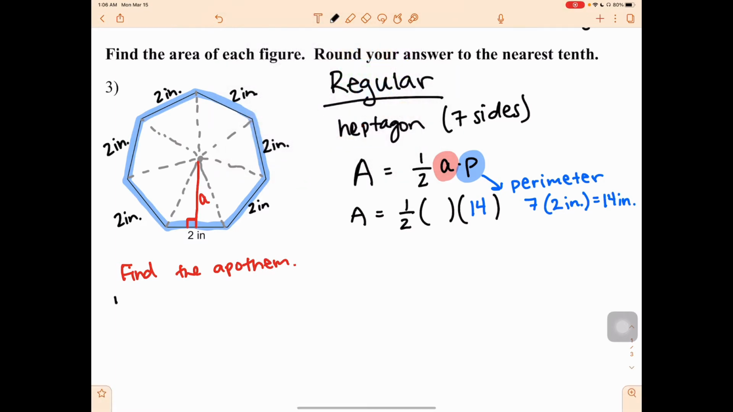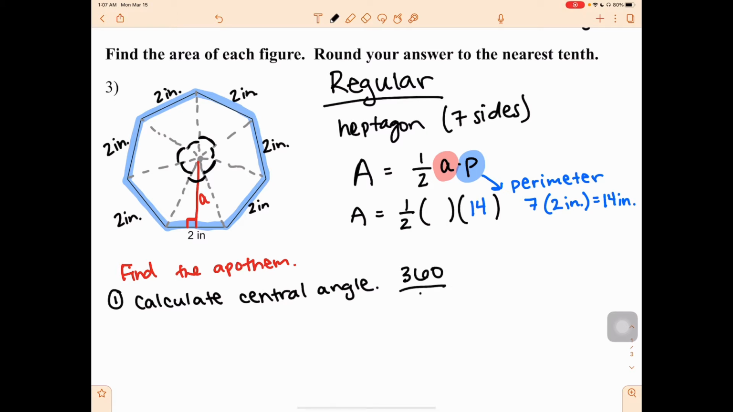So our first step is to calculate the central angle. Okay, so the central angle goes all the way across here. So it's at the top of each of the isosceles triangles here. So I had 7 triangles because there are 7 sides. Each of those central angles here are equal. So we have 360 degrees divided by 7. So 360 divided by the number of sides, because that's how many triangles are inside and how many central angles there are. In this case, my number of sides is 7.